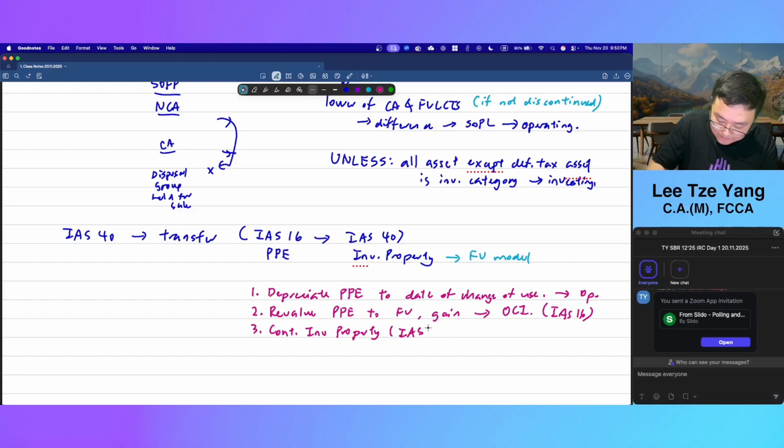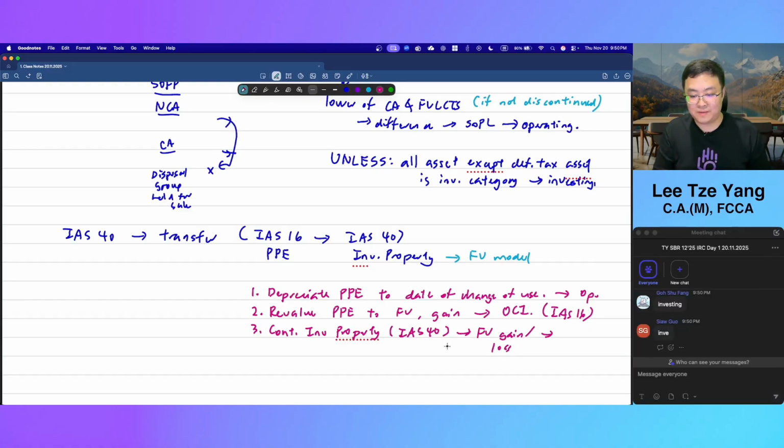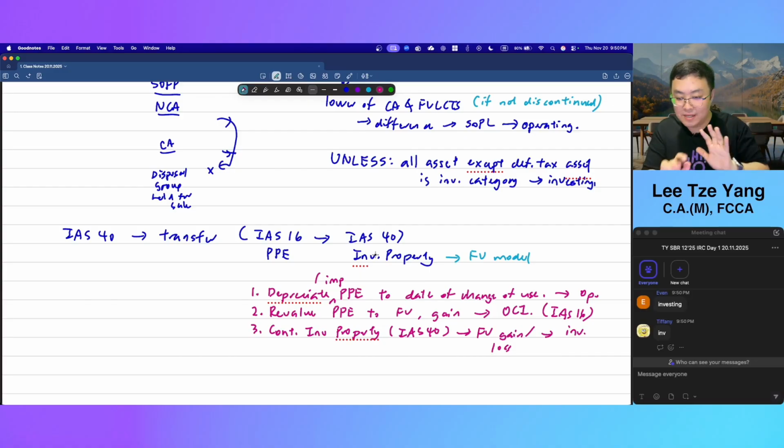Then here the fair value gain or loss goes where? Everyone tell me. Investment property, assuming not SMBA, investing. So in short, actually the transfer is still the same. We still follow the original category. Before the transfer, the depreciation or the impairment goes to operating. Then if there is a gain, OCI. Follow the existing standard. So it's still the same.